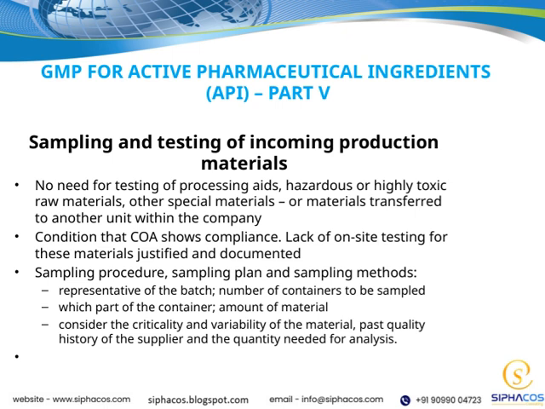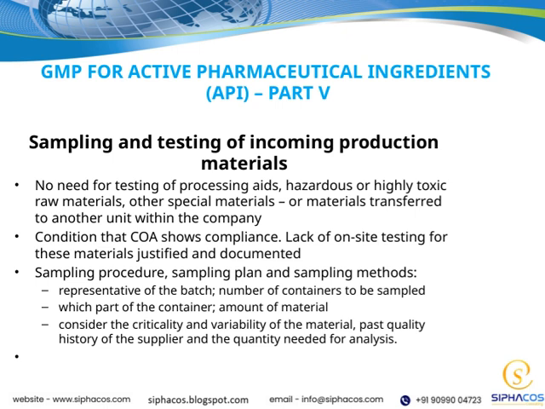When it comes to sampling, the focus is on ensuring the sample truly represents the entire batch. This involves defining a clear sampling plan, which includes deciding how many containers to sample and which parts of those containers to draw from. The amount of material sampled is also critical. All of these decisions should consider the criticality and variability of the material, the past quality history of the supplier, and how much material is needed for analysis. It's important to tailor the sampling approach to these factors to ensure reliability and consistency in quality control.